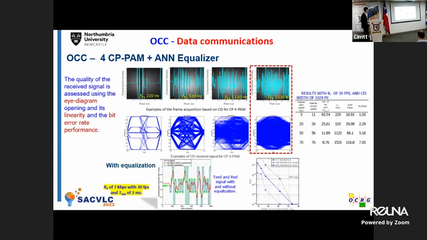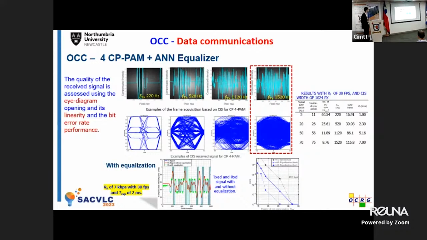Again, how do we look at the results? We look at bit error rate and eye diagram, and here I'm showing the image being captured and cluttered to show the inter-symbol interference introduced when I'm using that camera. You can see that for data transmitted from 200 Hz up to 1.5 kilohertz, recovery of the signal is impossible without equalization. However, with equalization, we are able to recover the signal while maintaining the required data rate.